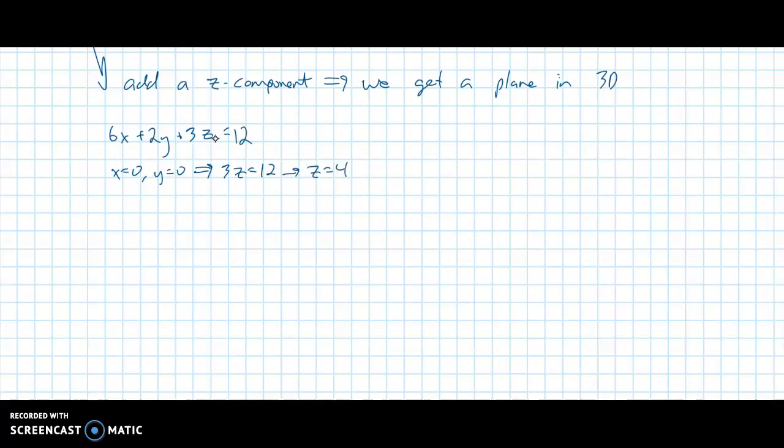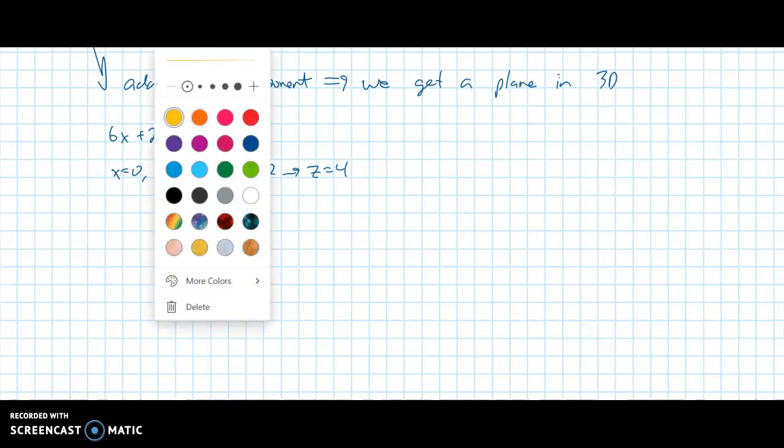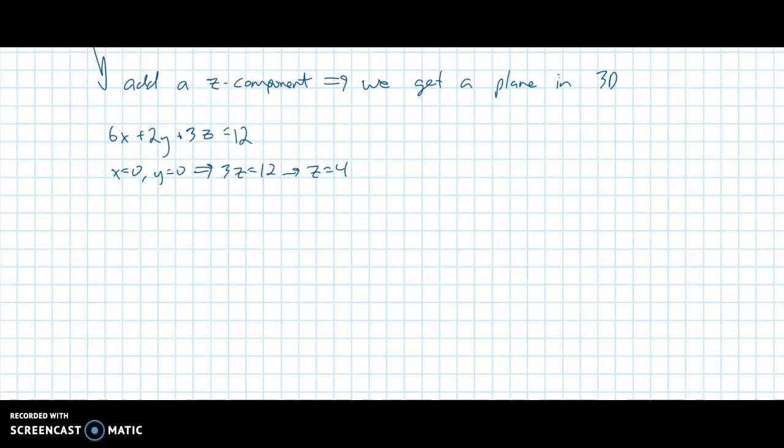So that means that the point 0, 0, 4 is on the graph. I'm going to change colors. So actually, I'm going to go ahead and sketch this graph in like we've learned how to do. And I'm going to put some ticks along the x-axis. Ticks here.